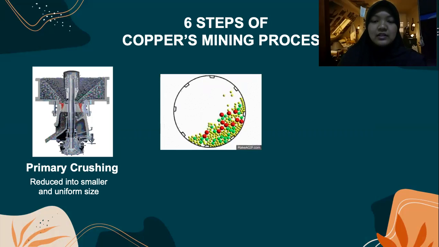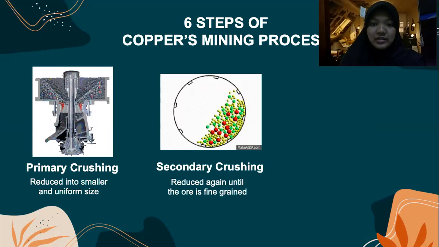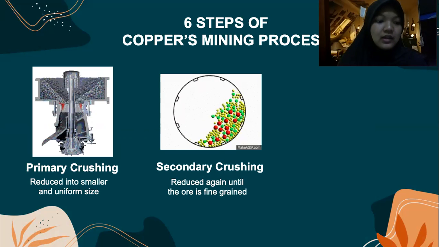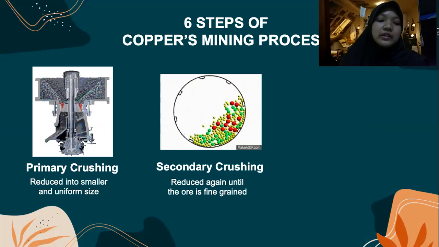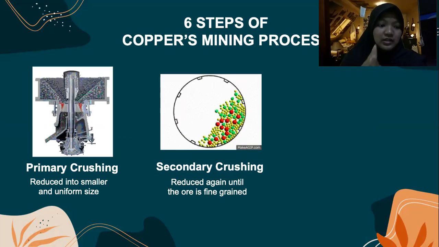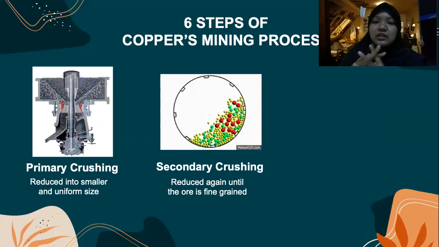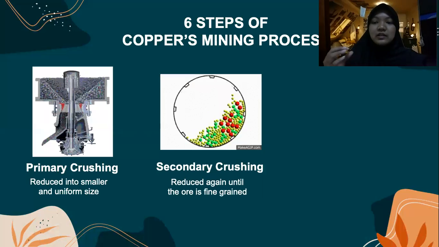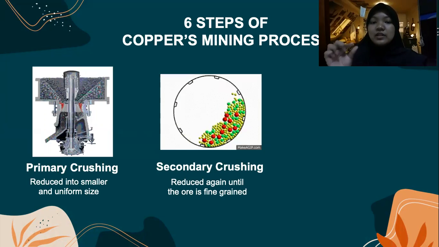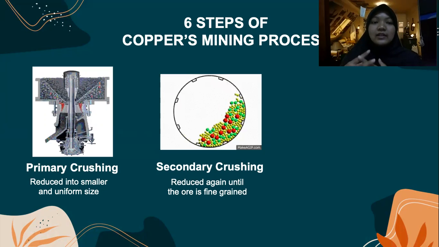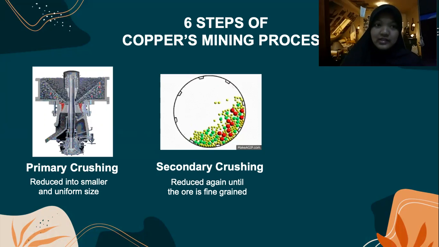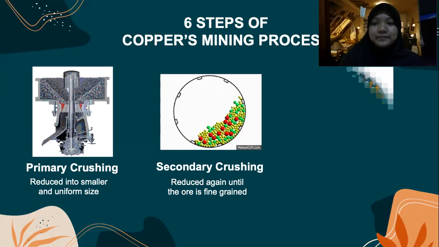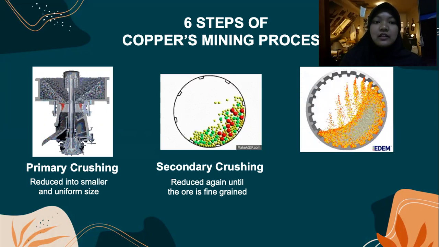And then the second step is secondary crushing. In this process, we use a machine called a SAG mill. The ore will be ground by rotating and colliding with each other and using a small amount of steel balls. As you can see in the picture, the red balls represent the steel balls. So they will crash with the ore and the result is the ore size will be reduced again until it becomes fine grain. And then the third step is grinding.